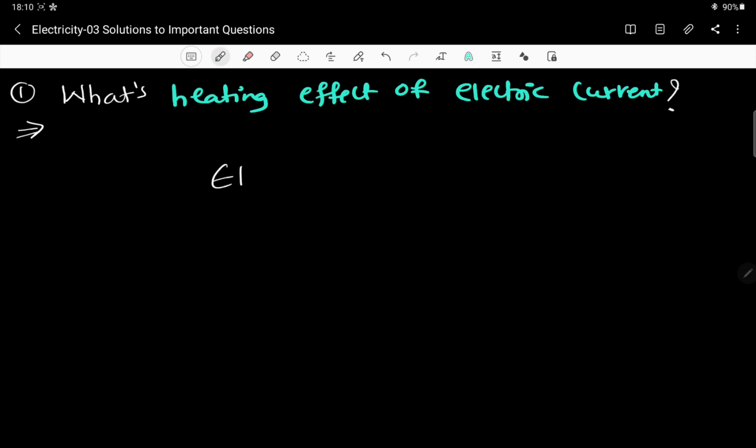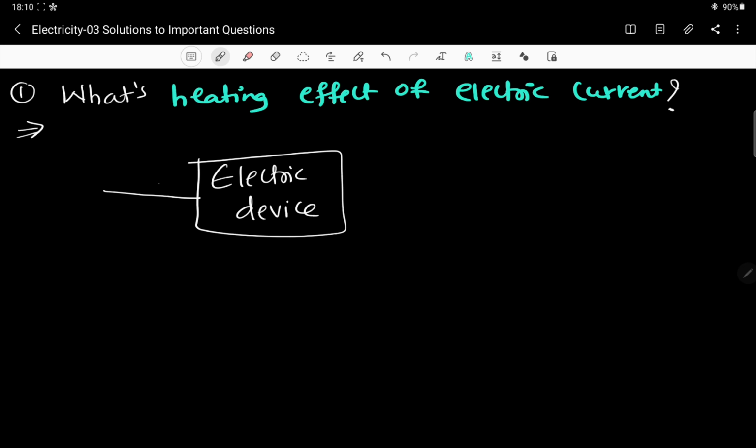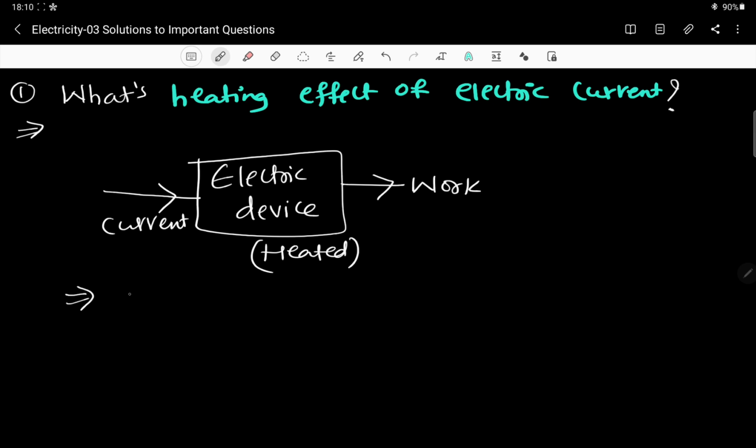For example, I have got one electric device here. Now if you're supplying current to it, definitely it will do work, there is no doubt in that. But in the process of doing this work, it gets heated, no? These mobile phones get heated, fans get heated, electric motors get heated. This phenomenon itself is known as heating effect of electric current.